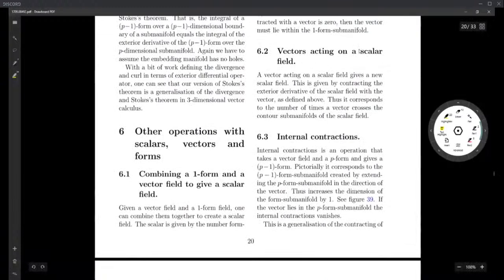The next one is vectors acting on a scalar field. A vector acting on a scalar field gives a new scalar field.